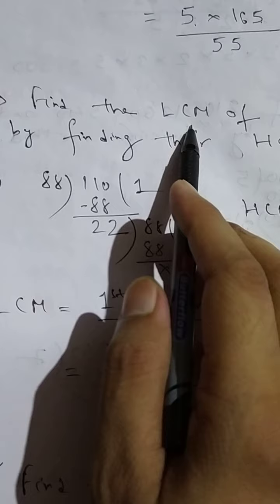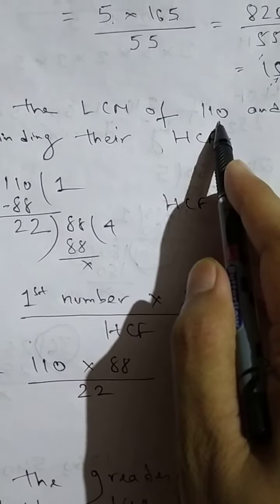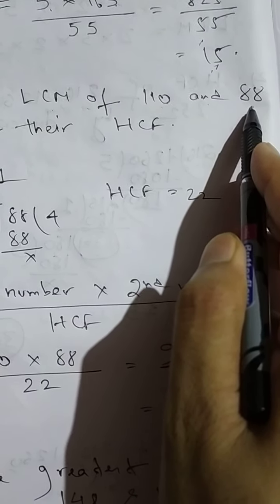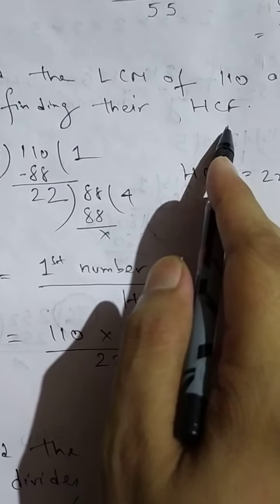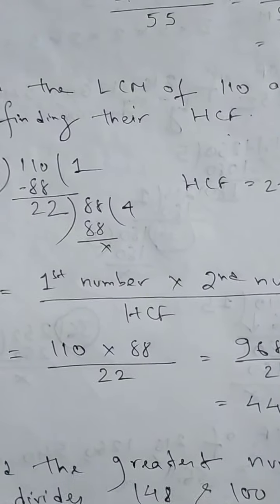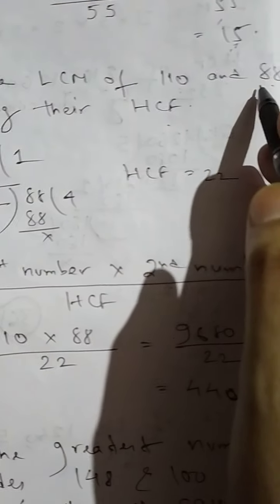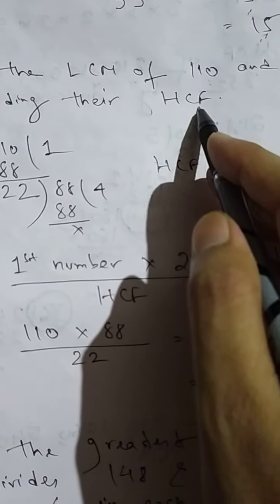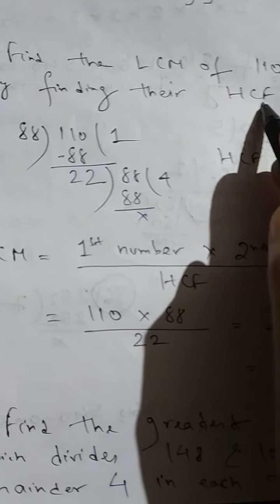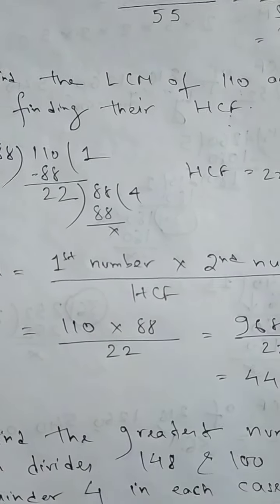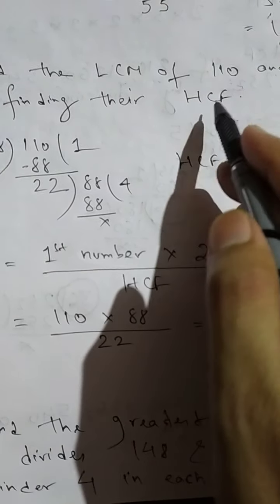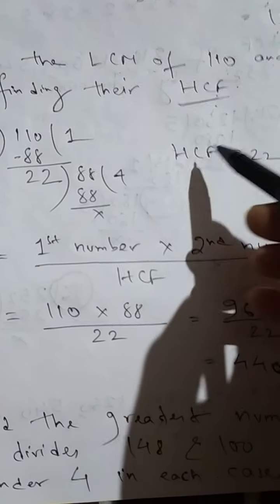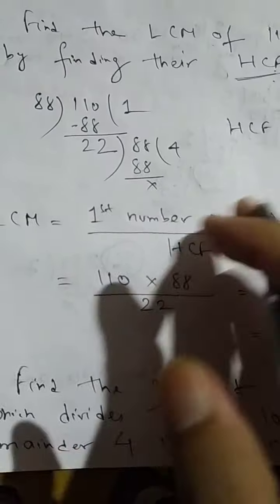Find the LCM of 110 and 88 by finding their HCF. That means you have to find out the LCM of 110 and 88 by finding their HCF. I told you earlier, if this type of question is given, you cannot directly find out the LCM. First you have to find out the HCF and then you have to apply the formula. So let's first find out the HCF.